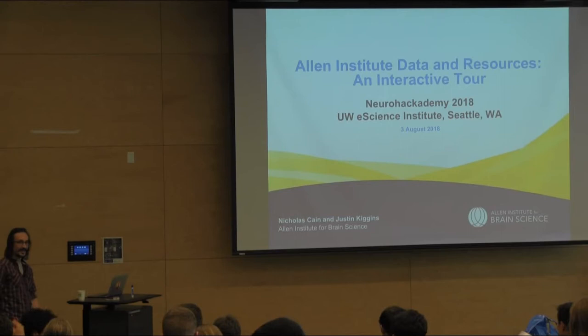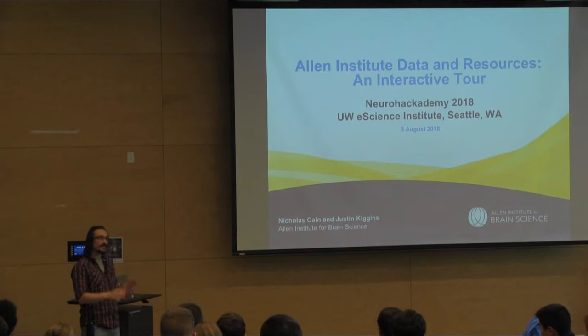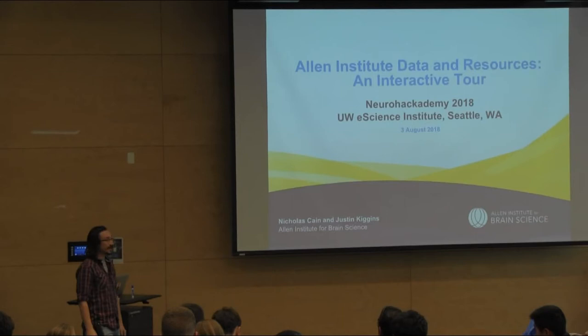So my name is Nicolas Cain. I'm a software engineer. I'm actually a research scientist turned software engineer. I've been doing coding in the technology group at the Institute for about the last year. But before that, for 5 years, I was in the modeling analysis and theory group.